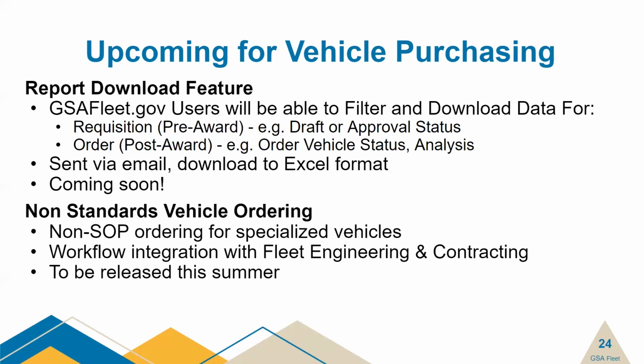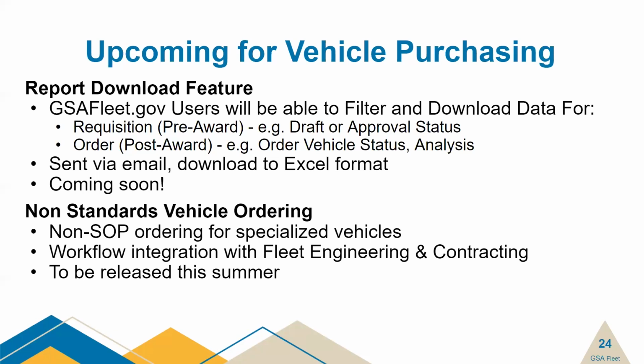So essentially all GSA Fleet.gov users will be able to come in and filter and download the data for requisition, which we're calling the pre-award data, and the post-award data that is our order data. So essentially someone's building a requisition in the system, and until it's been submitted over to GSA and that order's actually been placed is really the requisition. And then once the requisition has been submitted to our vehicle suppliers, it becomes an official order. So you'll be able to filter and download the various types of data that makes that up.